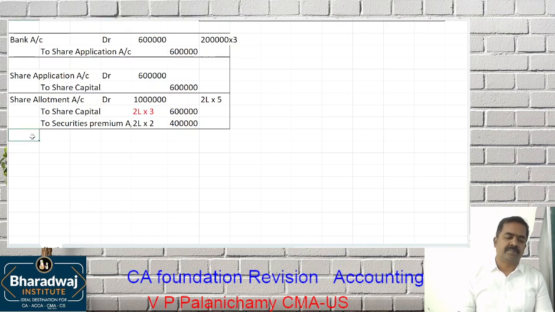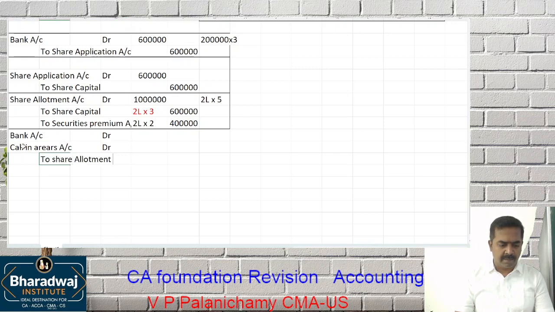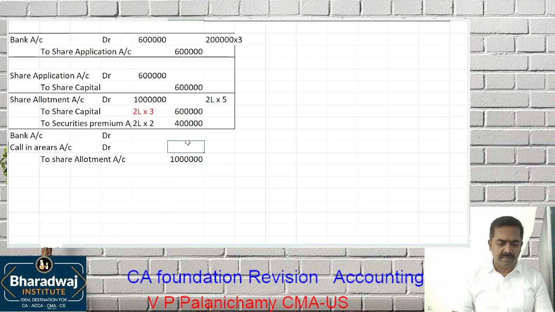Next. Collect the money. Bank account debit. Anyone not paid? Calls in arrears account debit to share allotment. 2 lakh into 5, 10 lakh. For how many shares we are not collecting the money? 5,000 shares into 5. Balance is collected.